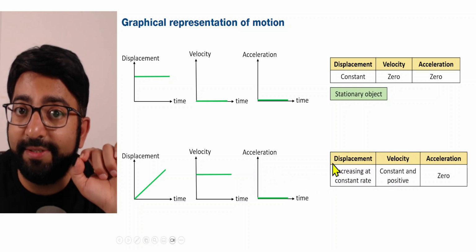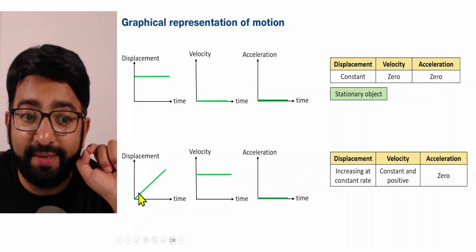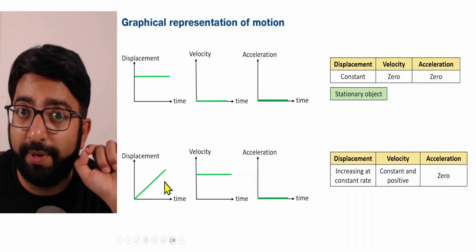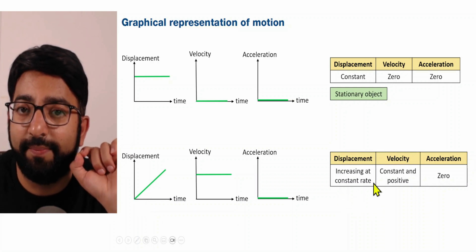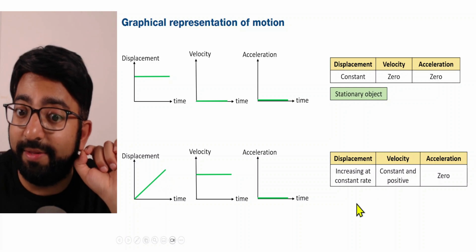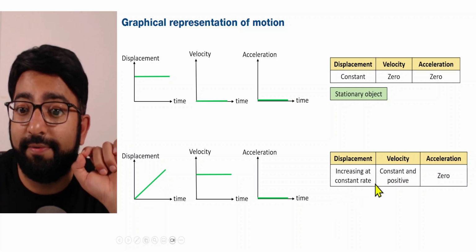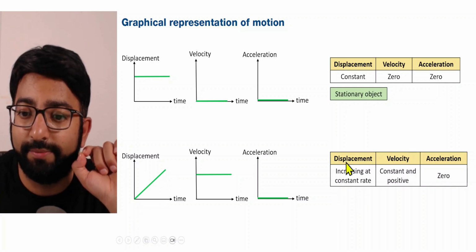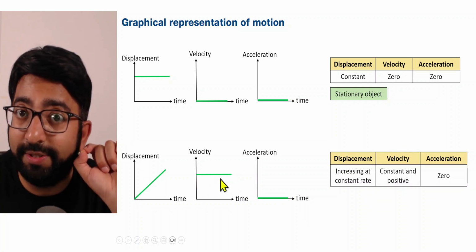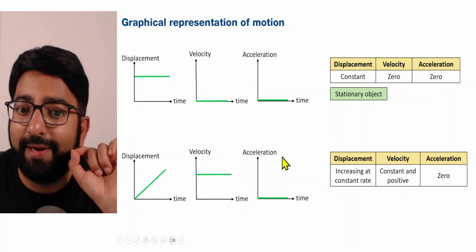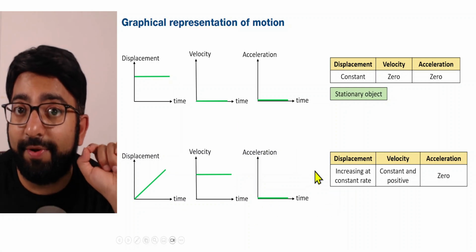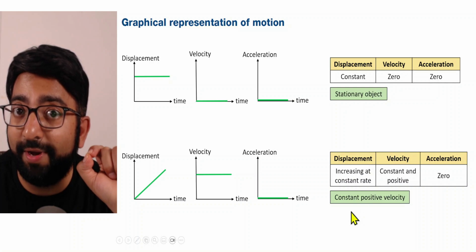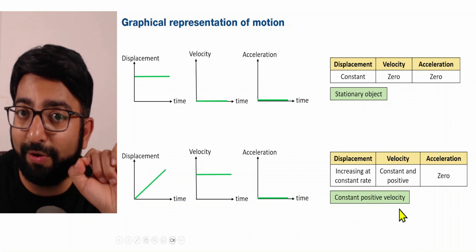To summarize, we can say that the displacement is increasing, as you can see in the displacement time graph. Displacement is increasing, but at a constant rate. Since the graph is a straight line, that is why the rate of increase of displacement is constant. Velocity, on the other hand, is a constant and positive constant. And of course, acceleration will be zero. And that is why this set of graph represents a particle which is moving with a constant positive velocity.